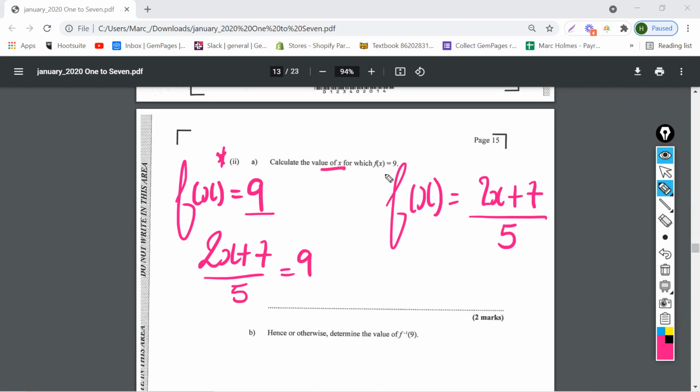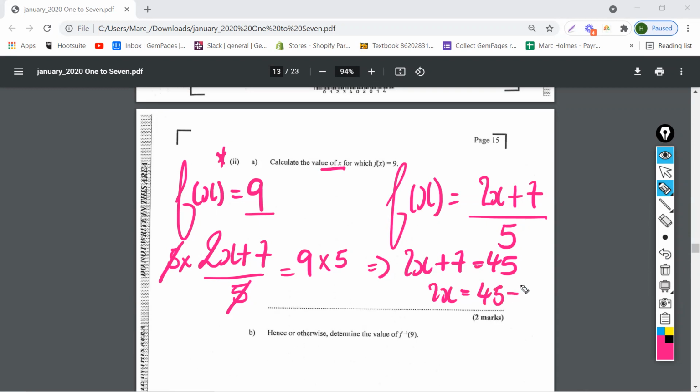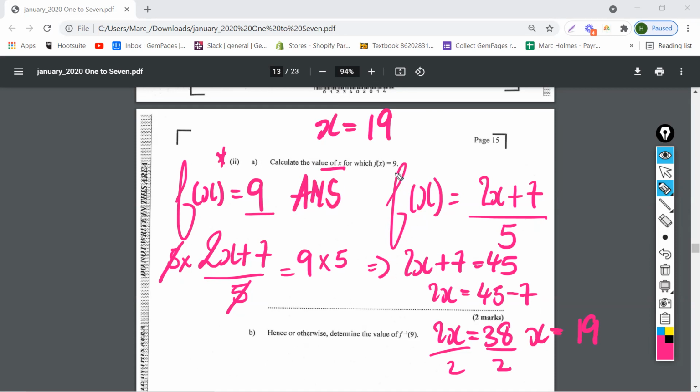So it says calculate the value of x for which f of x is equal to 9. So we just have to solve for x, guys. We want to get rid of the 5 down there, so we're going to multiply both sides by 5. This would give us 2x plus 7 is equal to 45. 2x is going to be equal to 45 minus 7. So 2x is going to be equal to 38. And if we divide both sides by 2, x is equal to 19. So that's the answer for this one, guys. The answer is x is equal to 19. Cool.